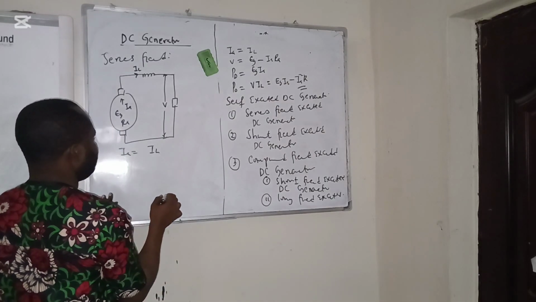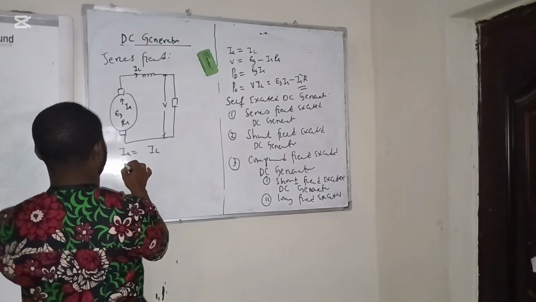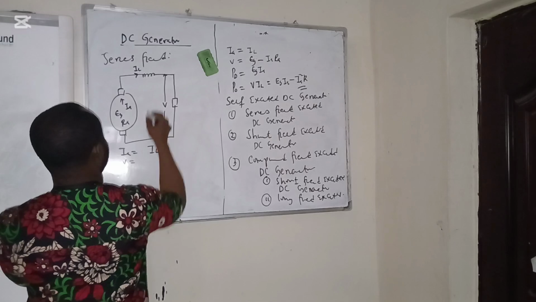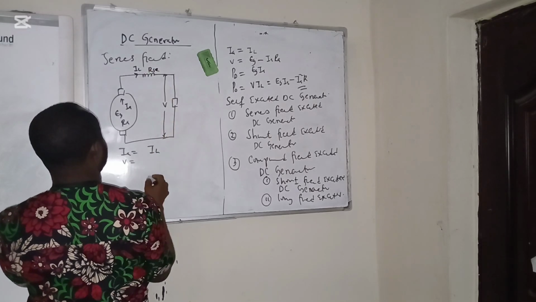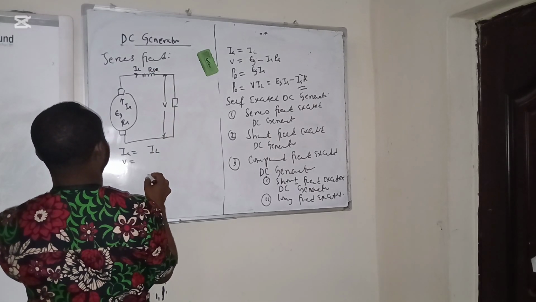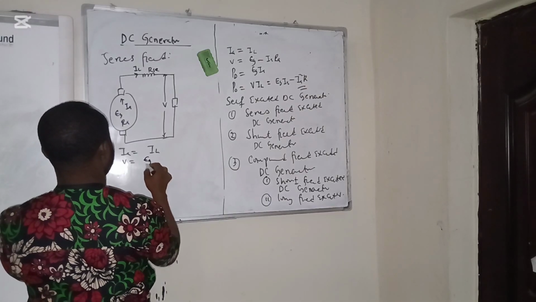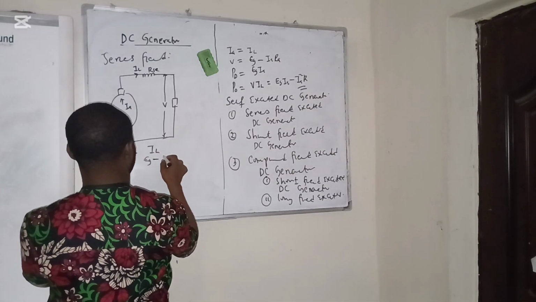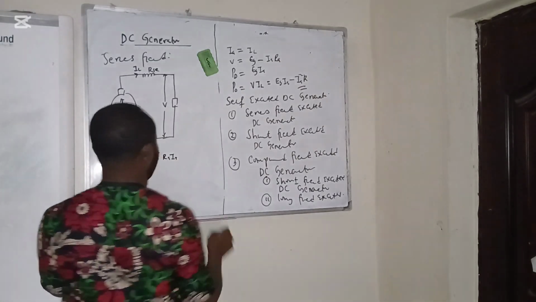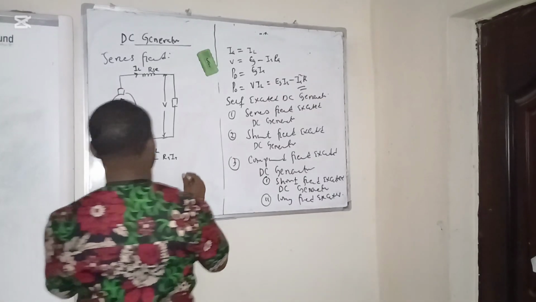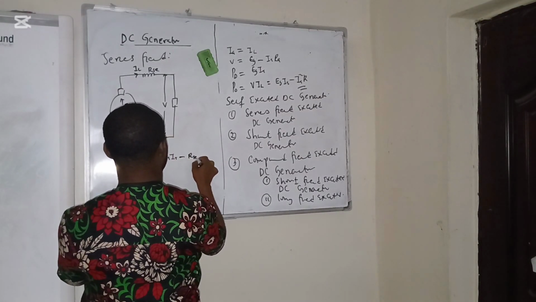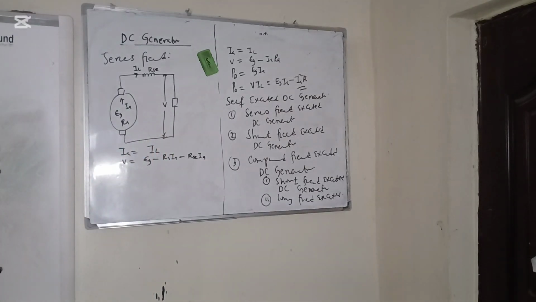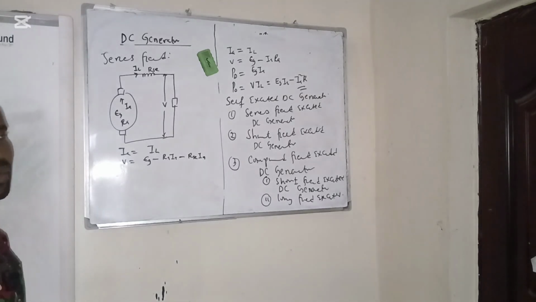we also have to take note that the terminal voltage is actually the induced EMF minus what drops at the armature windings. It also has a minus for the field windings. So this is actually the value of the voltage that will get to the load.